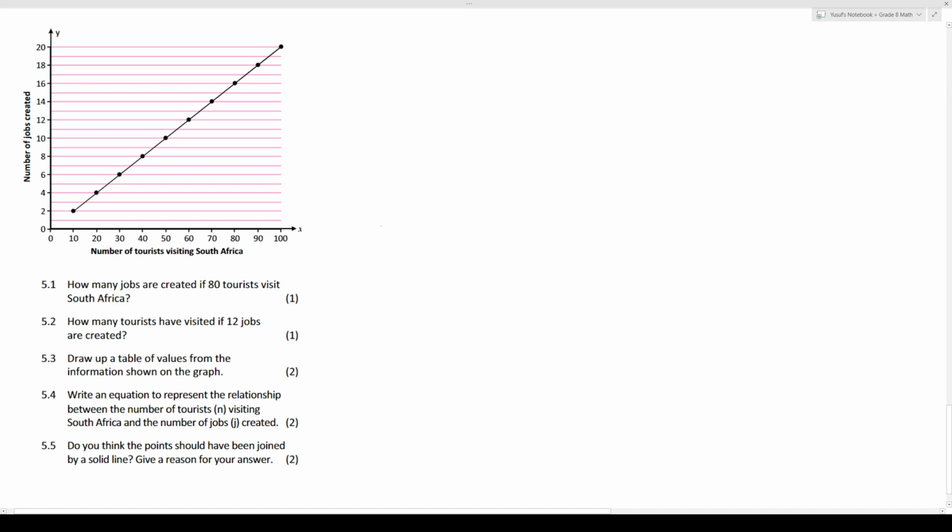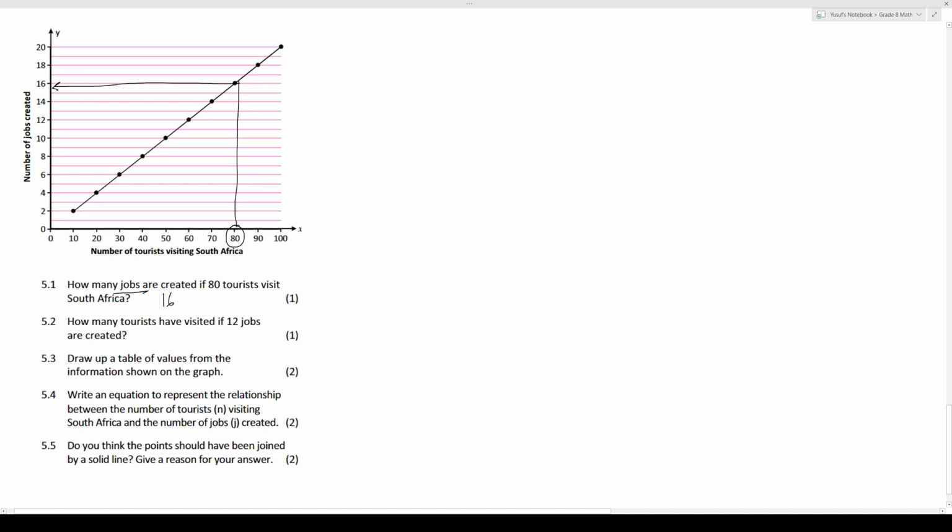So the number of tourists visiting South Africa is 80. They want to know how many jobs are created. So to get this answer, we need to pull this point up, and when it touches the graph, we're going to pull it to the left to get the number of jobs created, which is going to be 16.